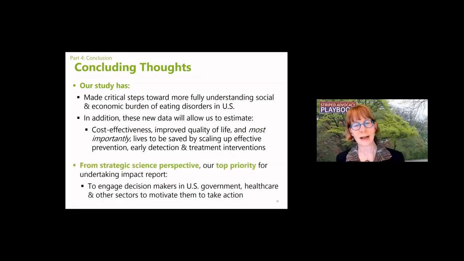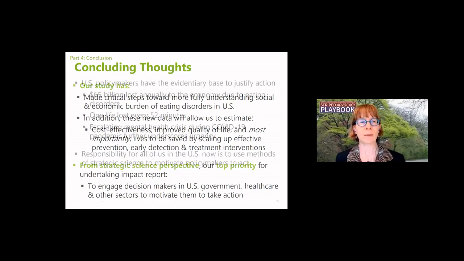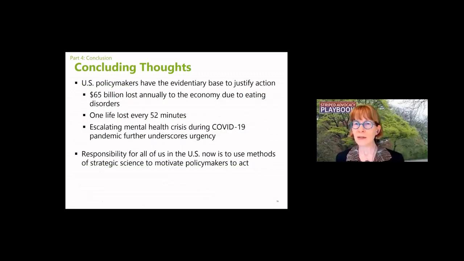Now, from a strategic science perspective, our top priority for undertaking this impact report was to engage decision makers in U.S. government, in the healthcare sector and other sectors to motivate them to take action. So they had long said, oh, we don't have the data, we don't know anything about the cost. We gave them that, but we didn't just give them the cost, the economic results. We also built a whole strategy around the amplification, communication, working with community members and getting their stories out there. U.S. policymakers have the evidentiary base now. That's part of what strategic science does.